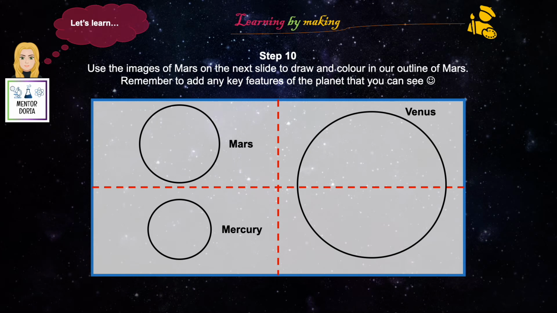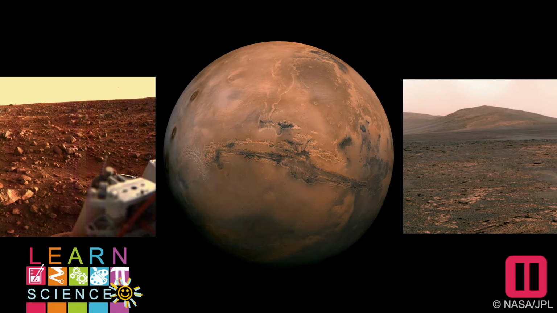The next outline we will be adding detail to is this one of Mars. Again, on the next slide there will be images of Mars which you can use to help you do this. Here we have 3 images of the planet Mars. Use these to colour in and add key details to your outline of Mars.